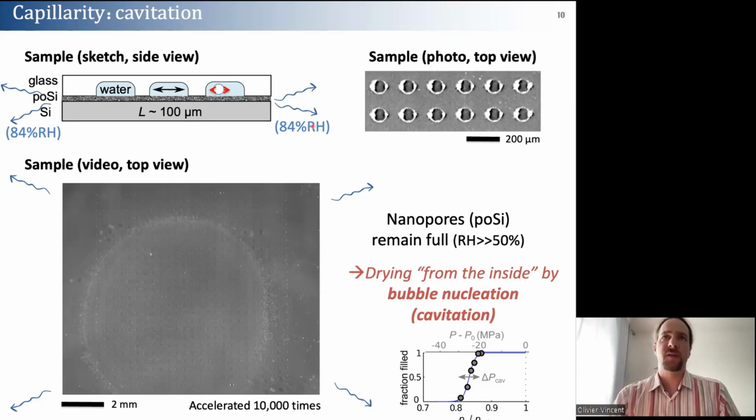And here we dry the system at 84%, so it's way higher than any drying or cavitation in these nanoporous layers. So essentially that means that the critical radius for a nucleating cavity is too large to develop in the substrate. Exactly. And so the critical radius depends on the negative pressure you have in the liquid.